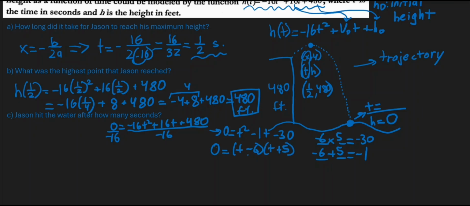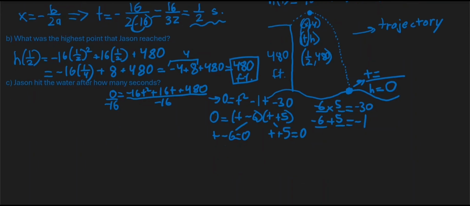And then upon setting both factors equal to 0, either t minus 6 would be equal to 0, or t plus 5 would be equal to 0. Then in the first case, t would be equal to 6 upon adding 6. And in the second case, if we take away 5, then t would be equivalent to negative 5.